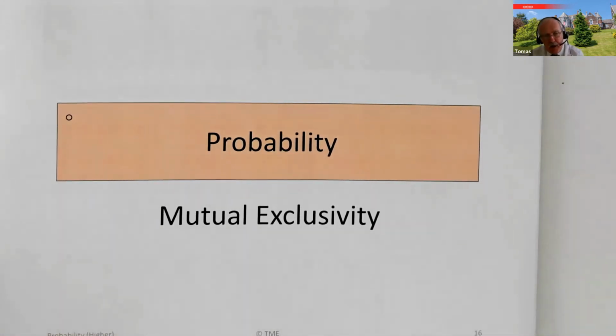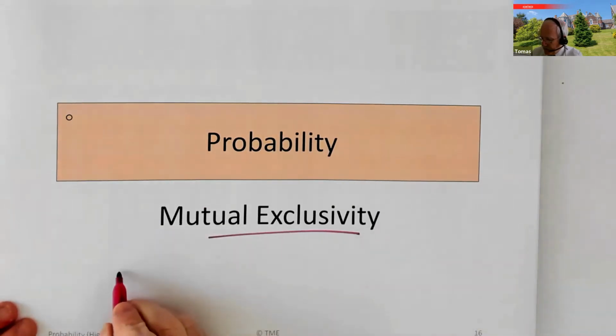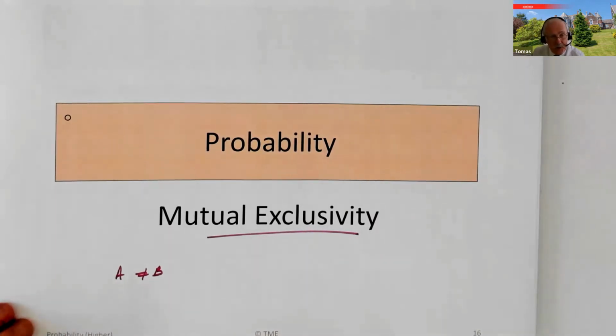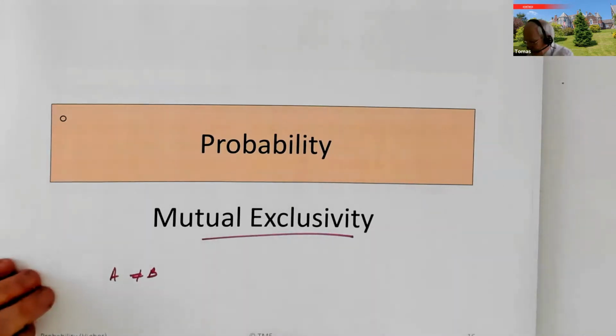We turn to a topic called mutually exclusive. Mutually exclusive is when if it's A, it can't be B or something like that. So if I'm an odd number, I can't be an even number. If I'm a 2, I can't be a 6 or something like that.